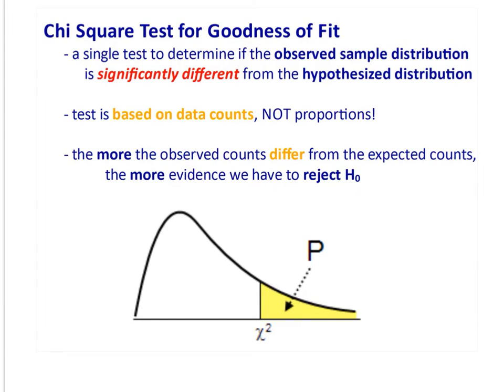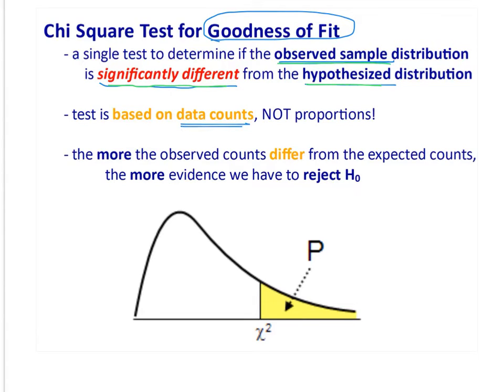Is there some connection or association between variables, or are they independent? So the chi-square test for goodness of fit, which we're doing today, is a single test to determine if an observed sample, so what we see, is significantly different from what's expected or hypothesized. So we're going to be comparing what we see when we collect data and seeing, is that different than what's hypothesized or expected? So the test is based on data counts.